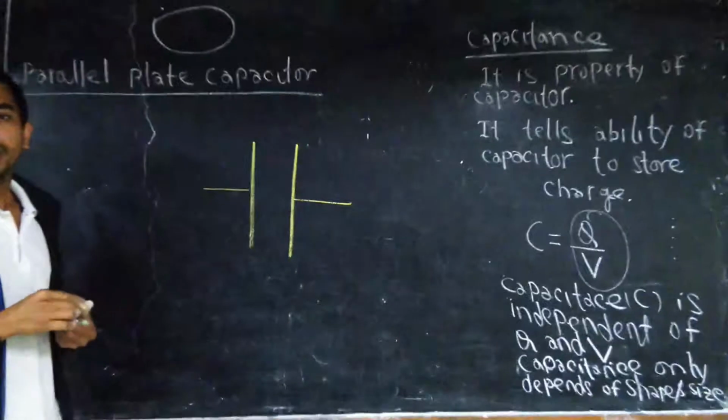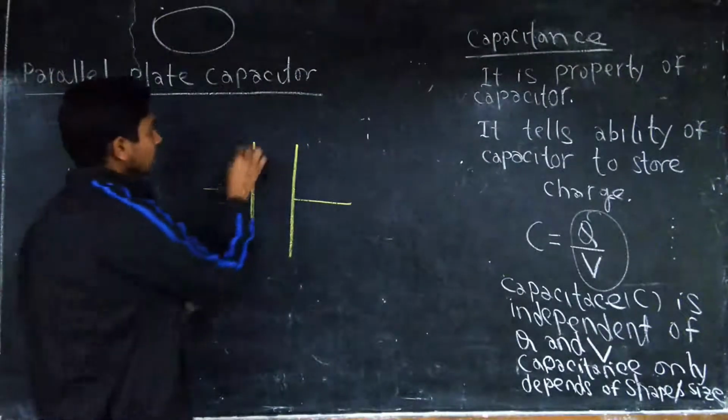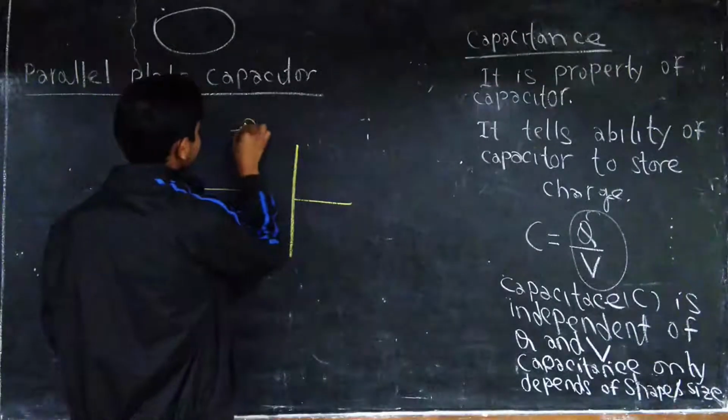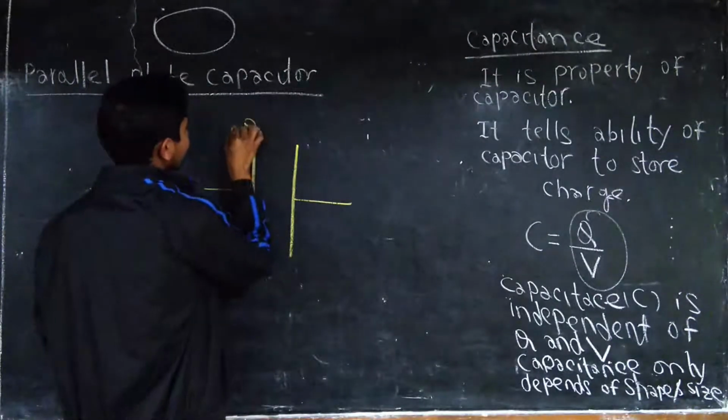Right now I am going to calculate the capacitance of a parallel plate capacitor. Suppose this plate has charge Q, and this plate has charge minus Q.